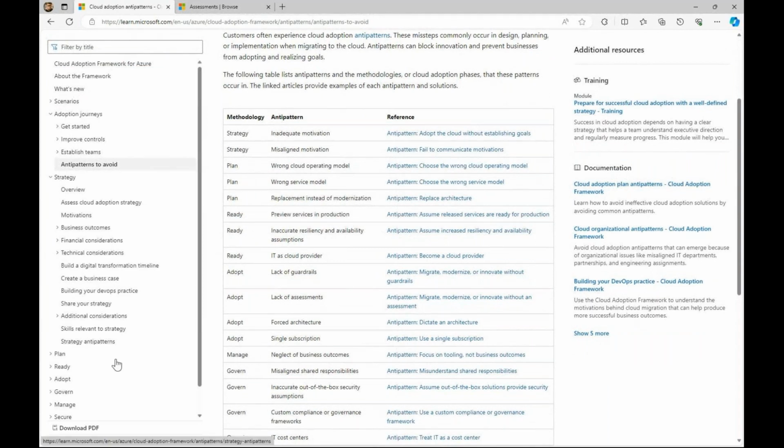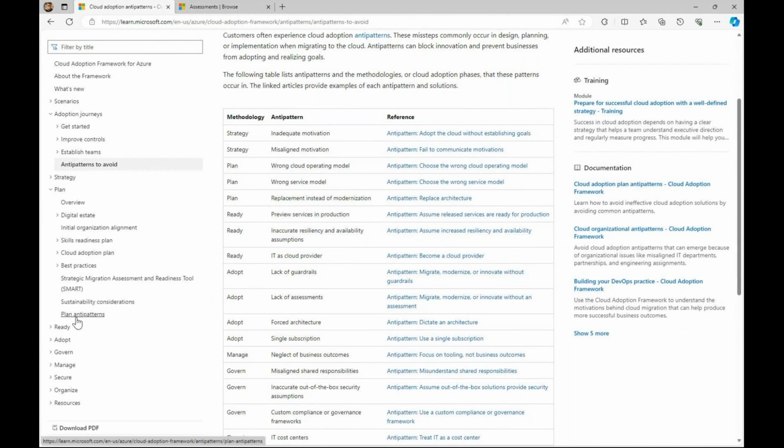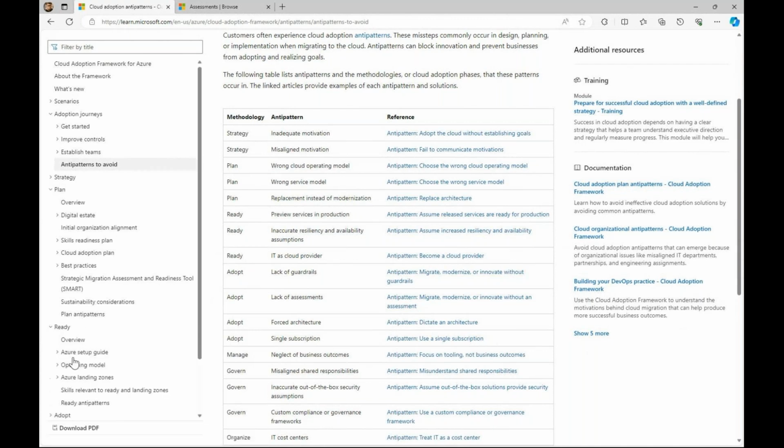There it is, plan anti-patterns. If we go to the readiness, then it's the red anti-patterns. So what these have, anti-patterns are actually something that you should avoid, that the cloud adoption framework actually addresses.